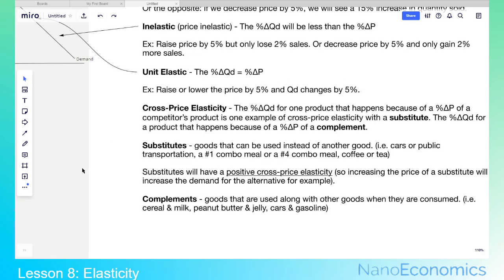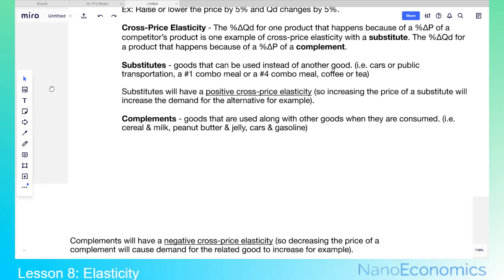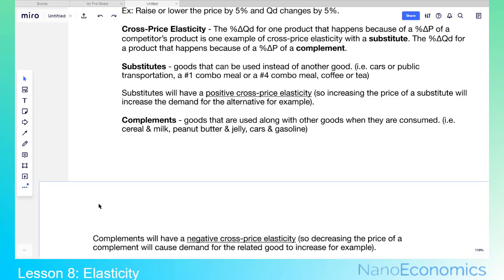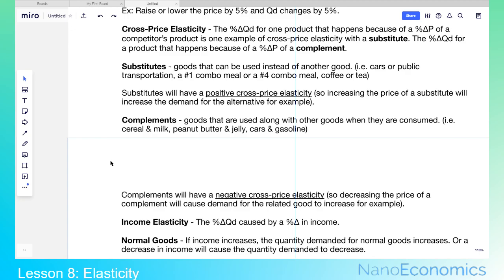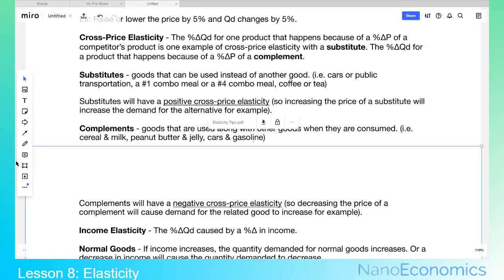So now we're going to look at some slightly new vocabulary that relates back to stuff we've already discussed, and that is cross-price elasticity. Cross-price elasticity is what we would be calculating if we're going to try to understand whether goods are substitutes or complements, and to what degree they're substitutable or complementary.